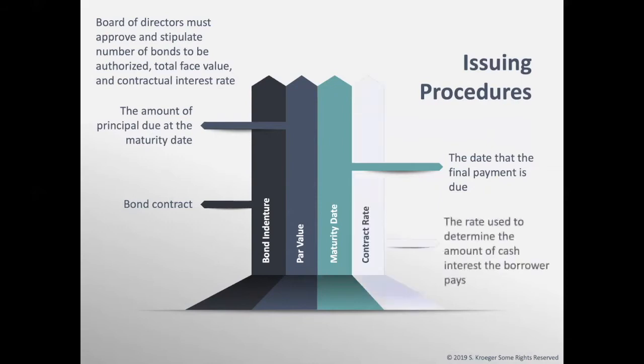The contract rate is also known as the coupon rate, stated rate, or nominal rate. This is the annual interest rate paid by the issuer of bonds. This amount is applied to the par value. And in this course, interest is paid semi-annually, which is twice a year, every 6 months.